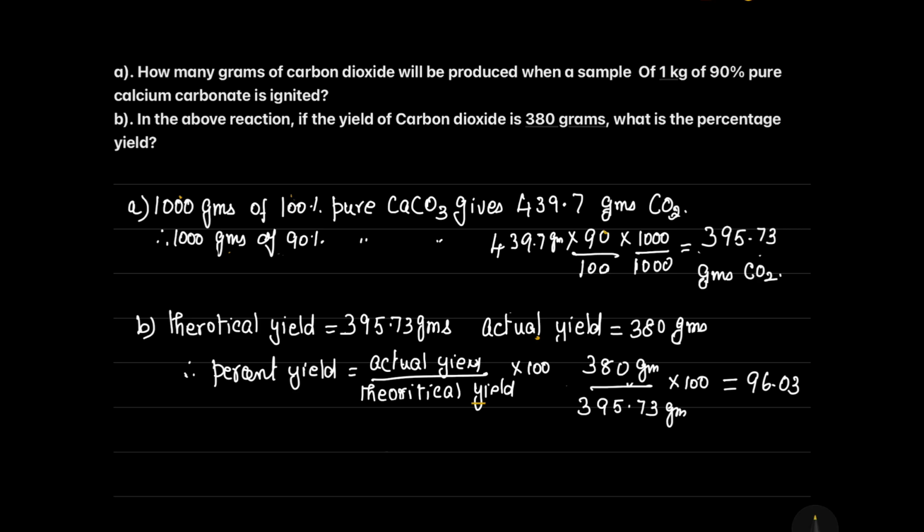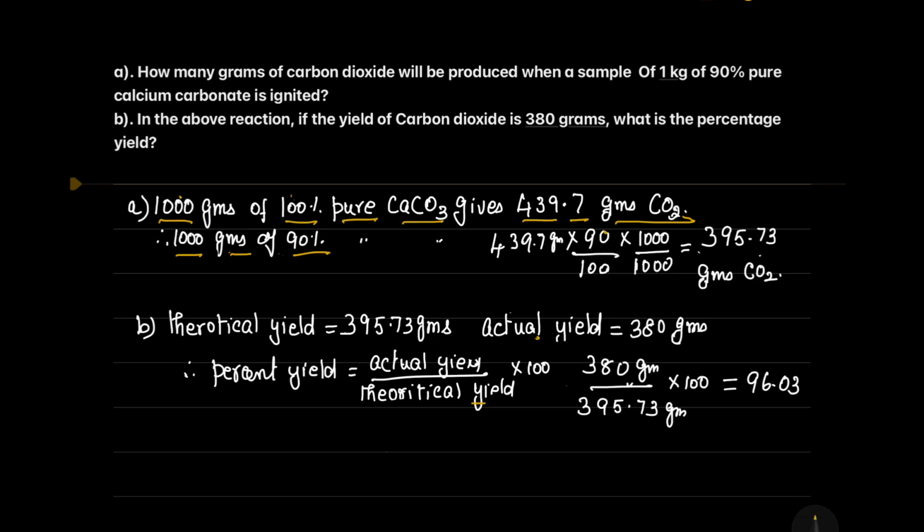The second problem is part A. How many grams of carbon dioxide will be produced when a sample of 1 kilogram of 90% pure calcium carbonate is ignited? Ignited means heating to high temperature. Actually, this is an extension of the previous problem. In the previous problem, we had calculated that 1000 grams of 100% pure calcium carbonate will give rise to 439.7 grams of carbon dioxide. If so, then what is the amount of carbon dioxide produced from 1000 grams of calcium carbonate of purity 90%? That is the question.